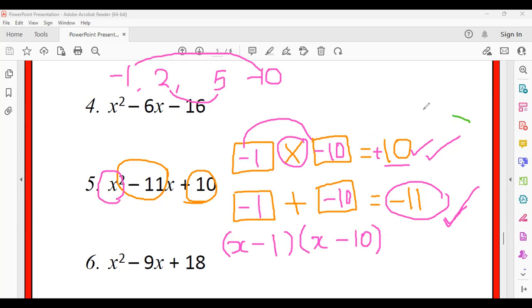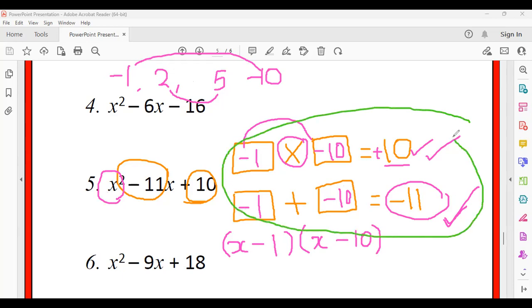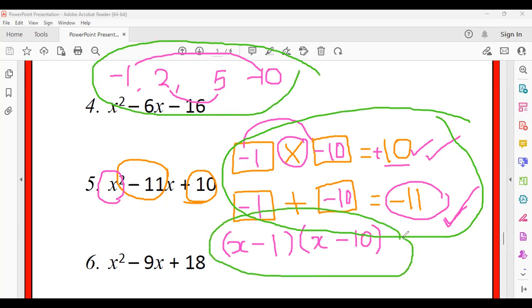So step 1 is doing this. Step 2 is figuring out which pair will work out. Step 3 is writing it out properly. Do you understand now?